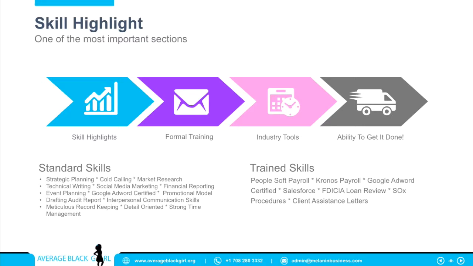Standard skills are strategic planning, cold calling, market research, technical writing, social media marketing, detail-oriented, strong time management, interpersonal communication skills, meticulous record keeping. All of those are standard skills. And then trained skills are skills that you learn within your industry. PeopleSoft payroll is a type of payroll. You just don't learn that off the street. You actually are trained in that because that is an industry norm when doing payroll, when doing accounting, when doing those things.